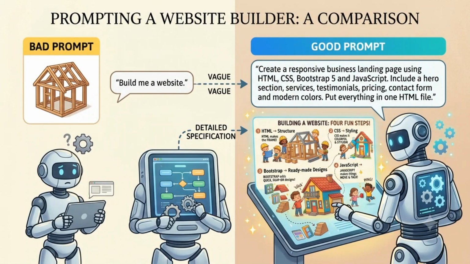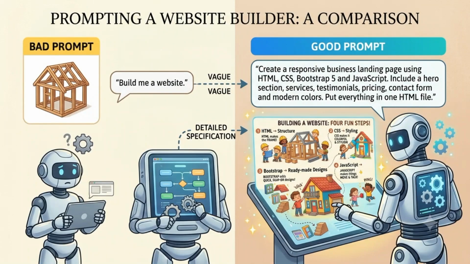But an example of a good prompt is saying, create a website for me, a business website using HTML, like we explained initially, CSS, Bootstrap, and JavaScript. Then you can decide to add other things like, add a hero page, a service page, testimonials, pricing, a contact form, and use modern colors and ask it to put everything in one single file. That is an example of a good prompt.